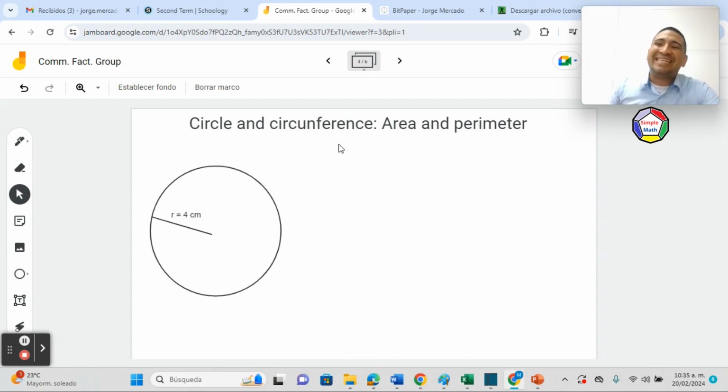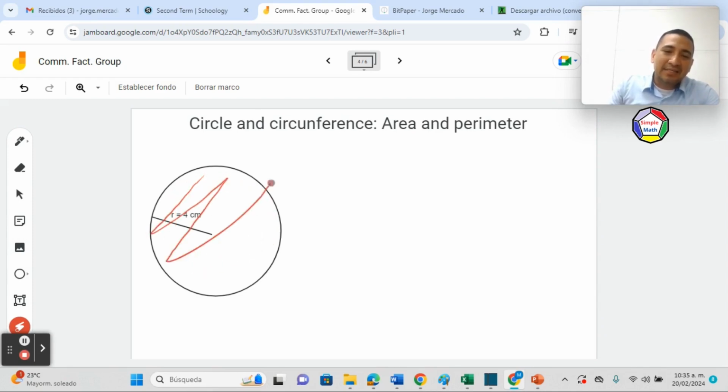What we call circle means what we have inside. The full shape is the circle, but the circumference is just the line. This line is what we call the circumference, or the perimeter of the circle. And the circle is the area which is inside.